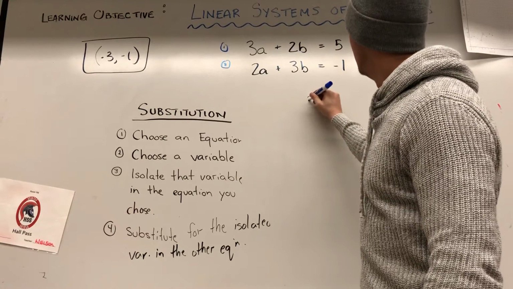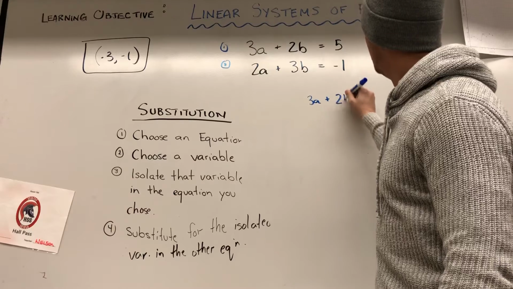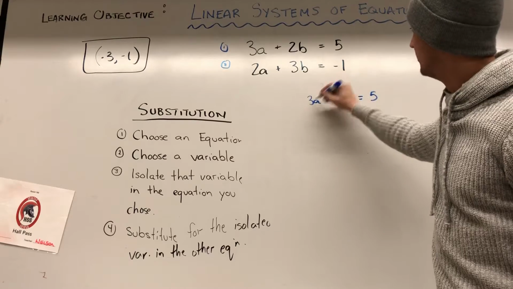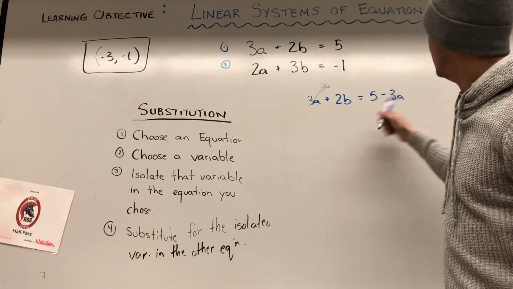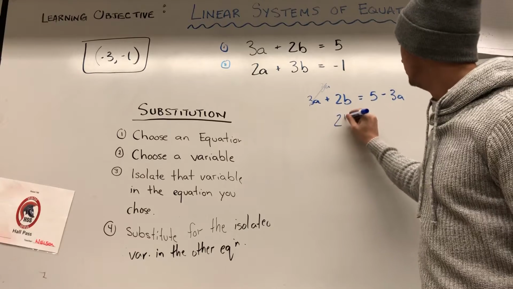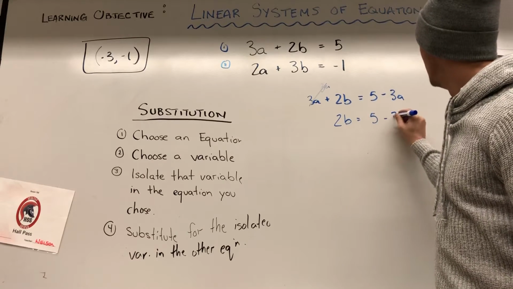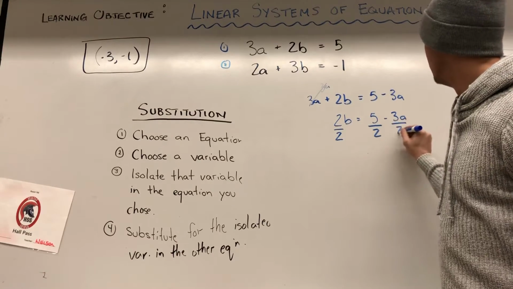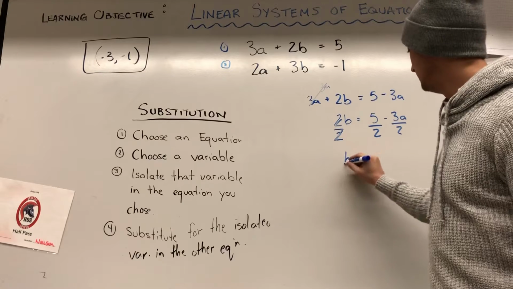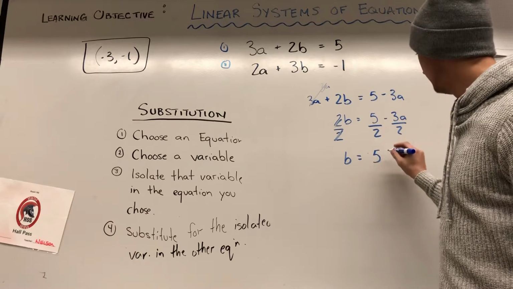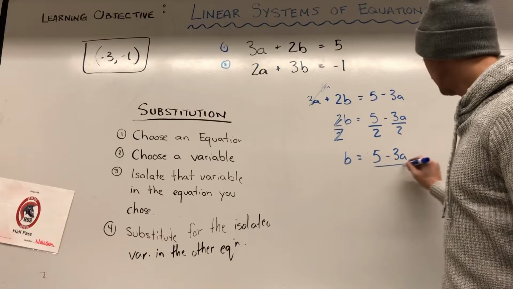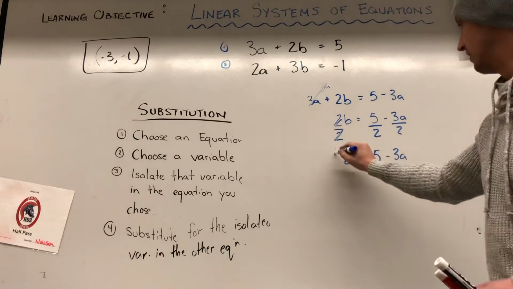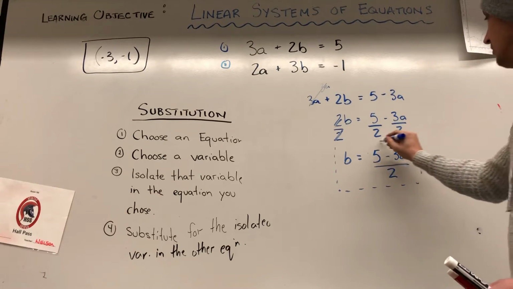So I get 3a plus 2b is equal to 5. I'm going to subtract 3a from either side, so I get 2b alone there. And then I get 2b is equal to 5 minus 3a. And then I divide by 2 to get b alone. So I have b is equal to 5 minus 3a divided by 2, or 5 over 2 minus 3a over 2. There's my relationship for b.